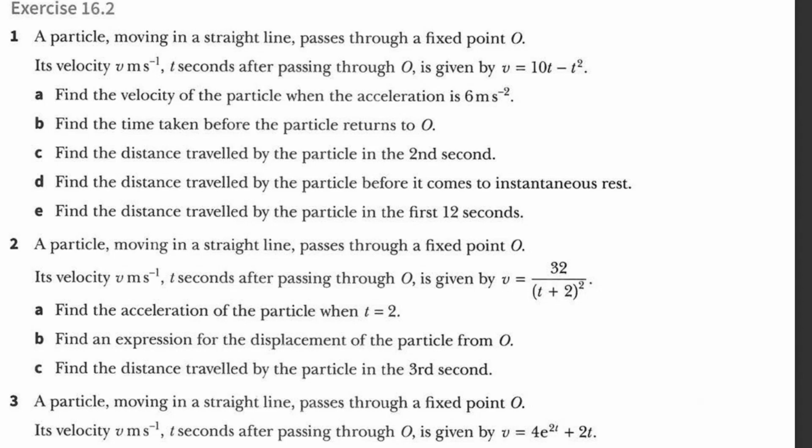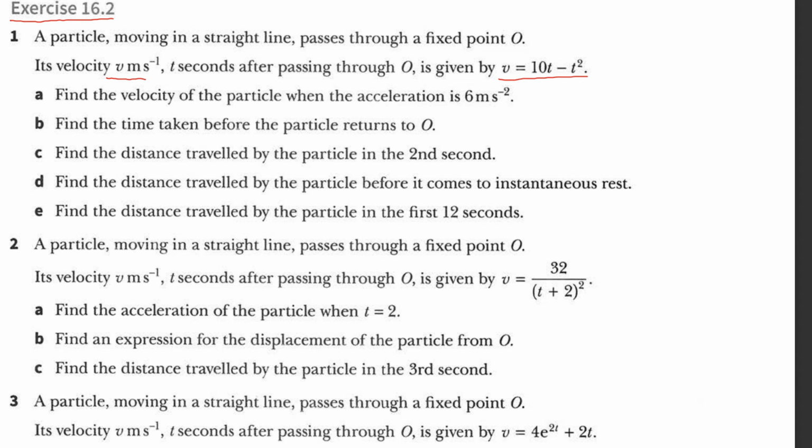This is a question from exercise 16.2 of the Cambridge Additional Maths book, in the chapter on kinematics. The first question is written here: a particle moving in a straight line passes through the point O. Its velocity v meters per second, t seconds after passing through O, is given by v equals 10t minus t squared. This is the expression of the velocity.